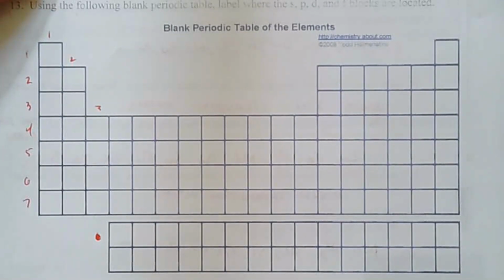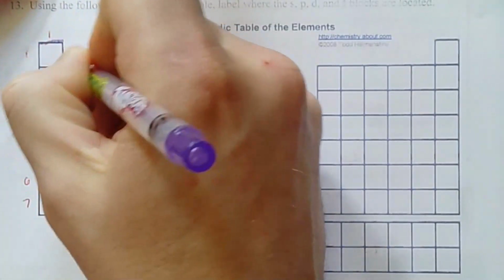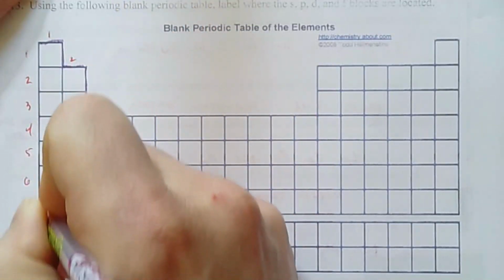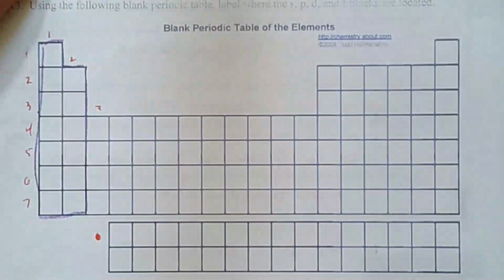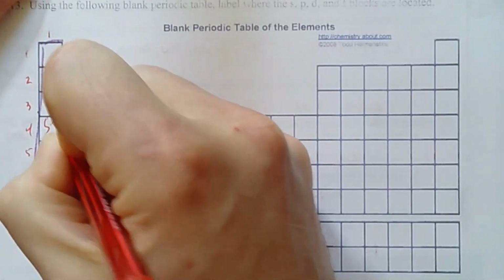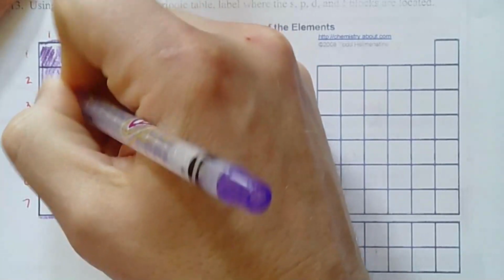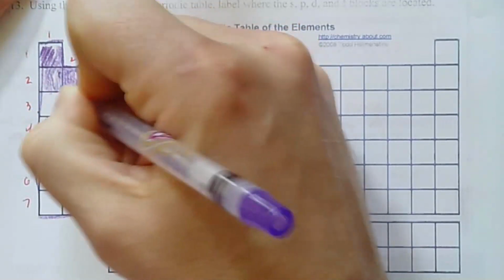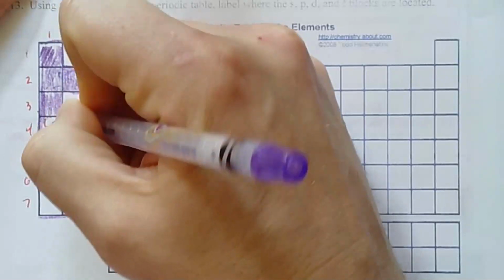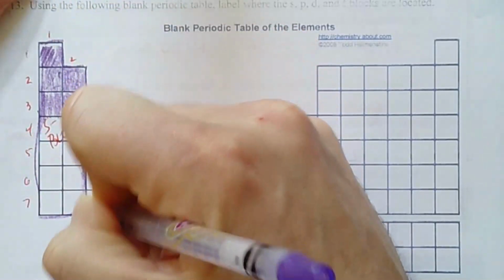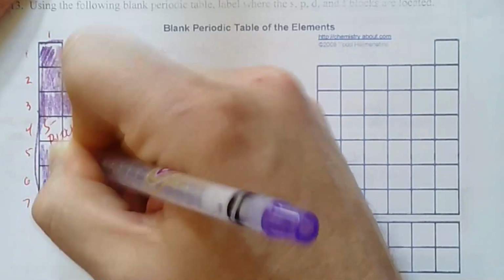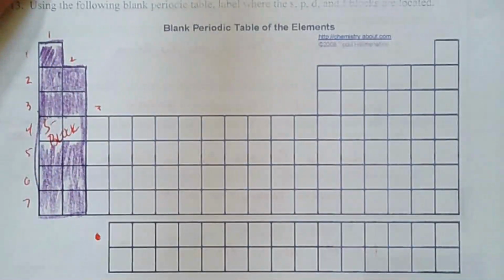There are only 2 electrons that can fit in a sublevel, and these 2 columns are referred to as the S block. Everything in this first column, its final electron is 1s. Everything in column 2 or group 2 is 2s. So we can use that to our advantage. So that's the S block. Everything in this first row is filling S1, here is filling S2.